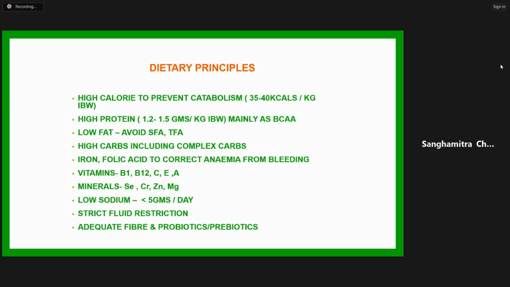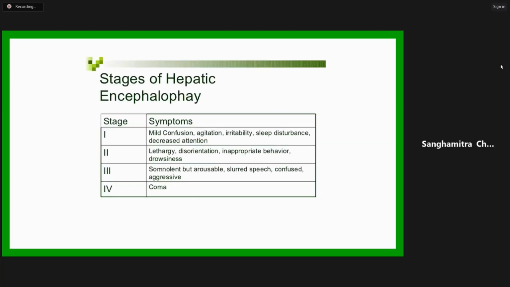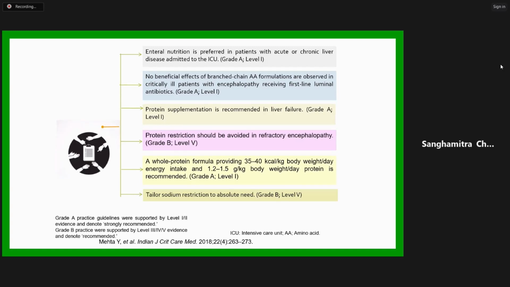I'm not going into the dietary principles. We know the stages of encephalopathy and the management of encephalopathy. We do not completely omit proteins from the diet. We do it gradually. We avoid animal proteins. We increase proteins gradually as the coma subsides, and proteins should be preferably from BCAA, but we do not completely restrict proteins in HE as was earlier the case.